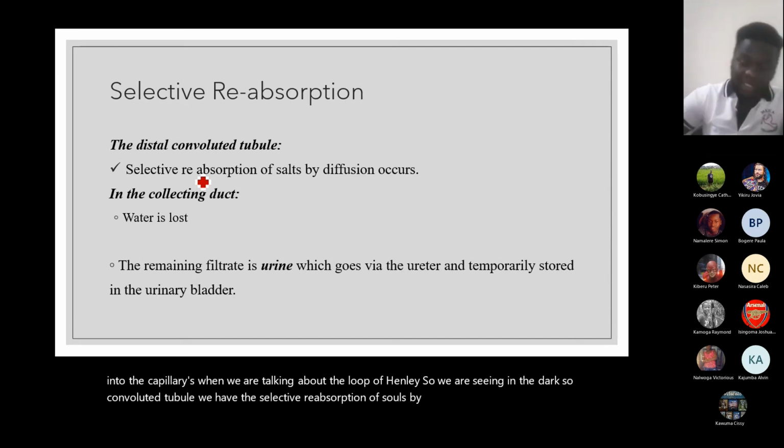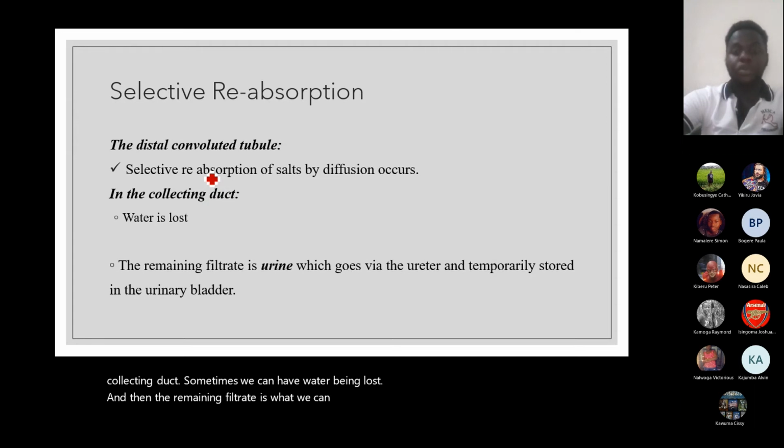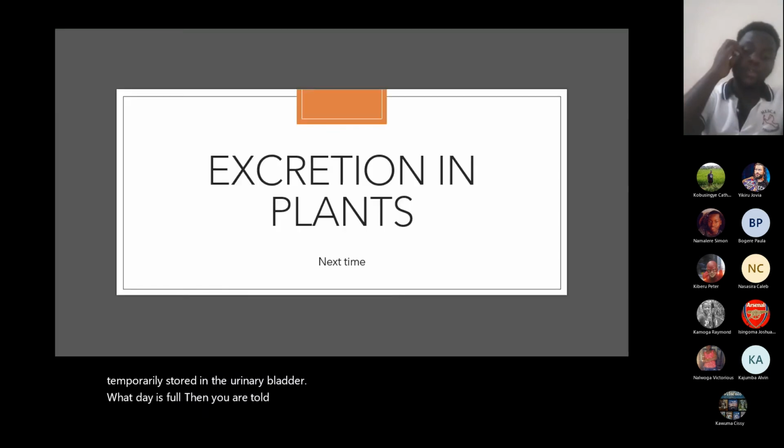And then in the collecting duct, sometimes we can have water being lost. And then the remaining filtrate is what we can call urine. This goes via the ureter and is temporarily stored in the urinary bladder. So when the urinary bladder is full, the body signals to you to go to the toilet, and then you are able to excrete.